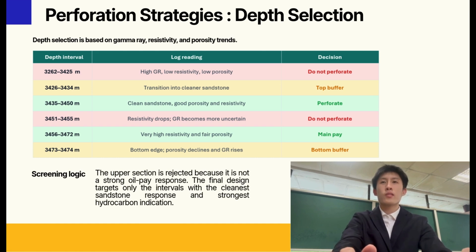From the logging data given for this well, we will choose to perforate 3,435 to 3,450 meters as our pay zone, and we also perforate 3,456 to 3,472 meters as our main pay zone because it shows a higher resistivity and a lower porosity, which means that it may be a more potential hydrocarbon zone.